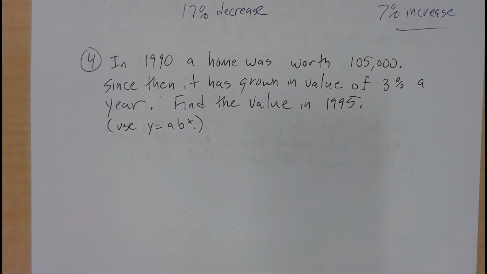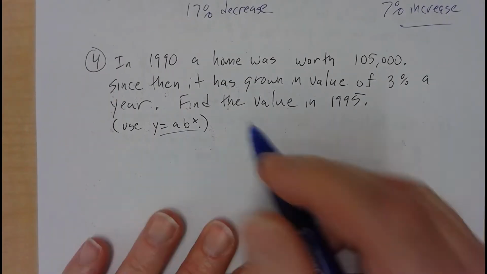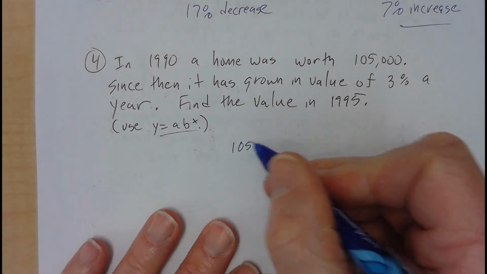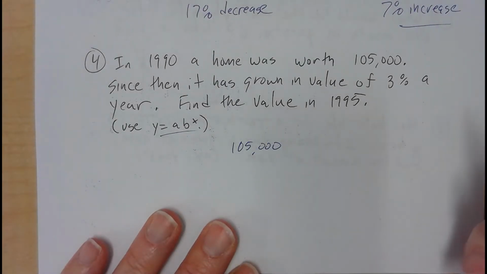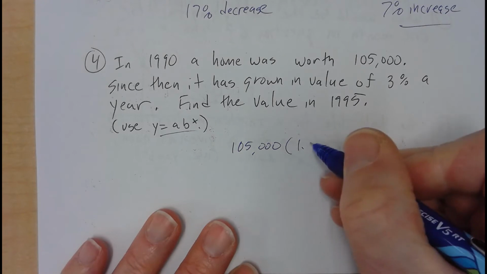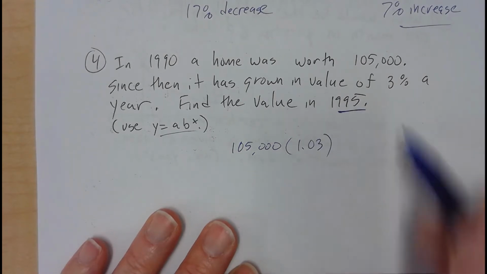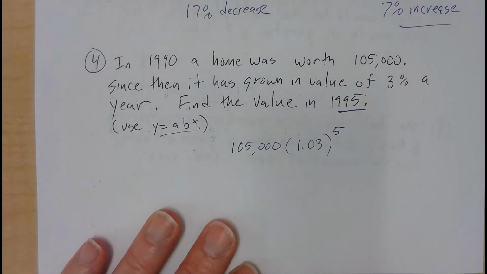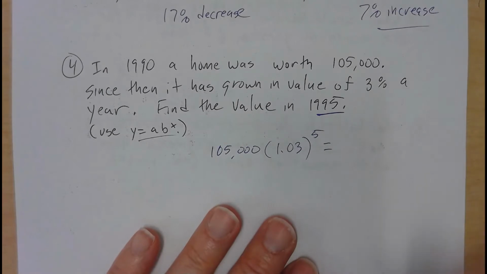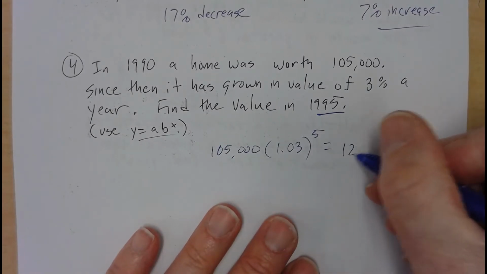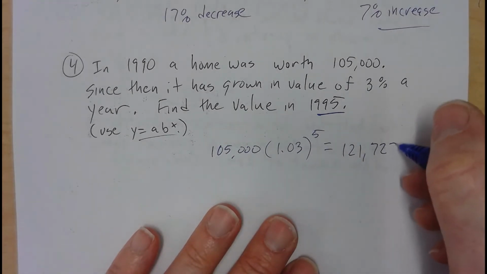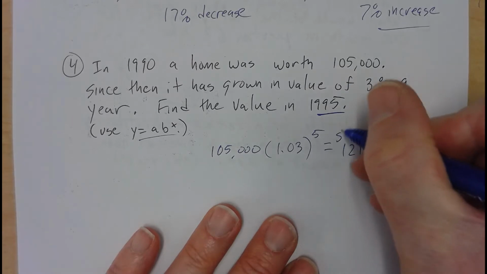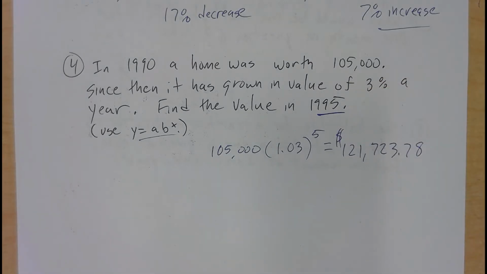Okay, the value of a home. So we're using this here. My starting amount is $105,000. And it goes up 3% a year, 1.03. And we're doing that to 1995, so that would be for 5 years. And you type this into the calculator. Boom, boom, boom, boom. There's nothing hard about typing that in the calculator, so I won't demonstrate it. You should get 121,723.78. So I just rounded to the nearest penny.